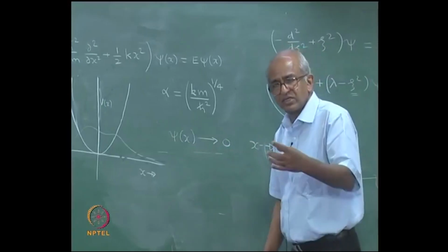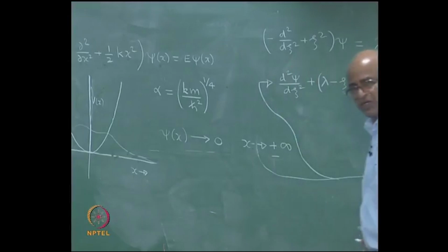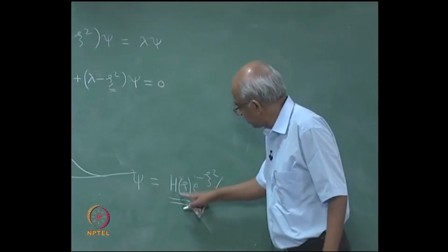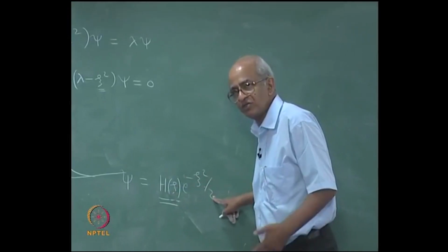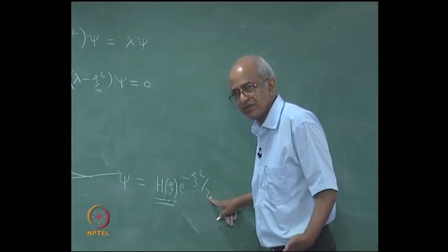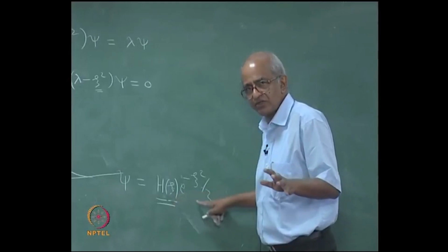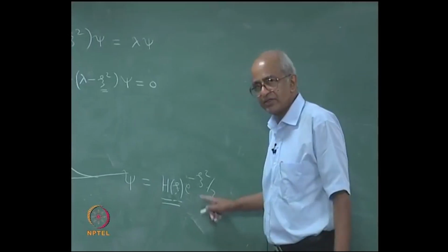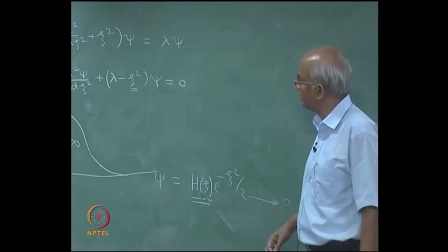What is the condition? As the value of x becomes very large, which actually means when the value of c becomes very large, any h that you find has to satisfy the condition that h into e to the power of minus c square by 2 has to approach 0. Any solution that I find for h has to satisfy the condition that this will approach 0 as c approaches infinity, otherwise I am not going to have an acceptable wave function.